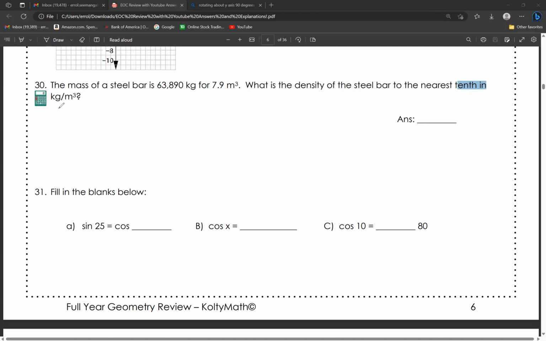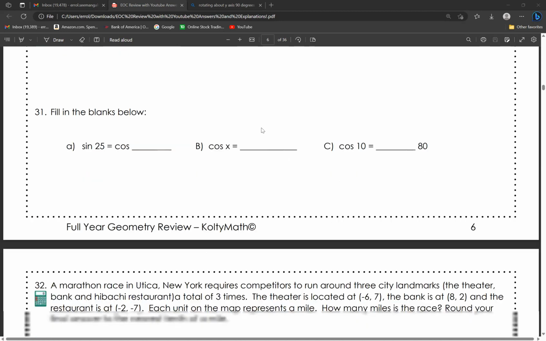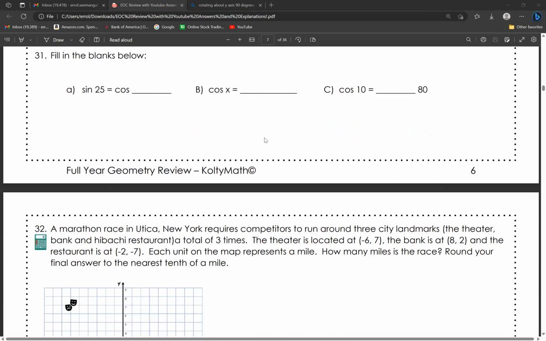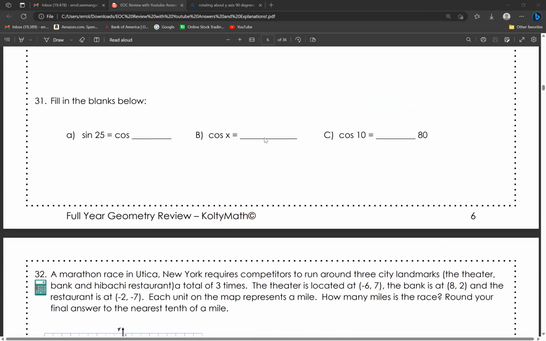The only thing that would be different is if they asked you for some other unit, then you would have to do the conversion. Okay, so that's 30. Fill in the blanks below. Are you good with 31? Can you go over that one real quick?